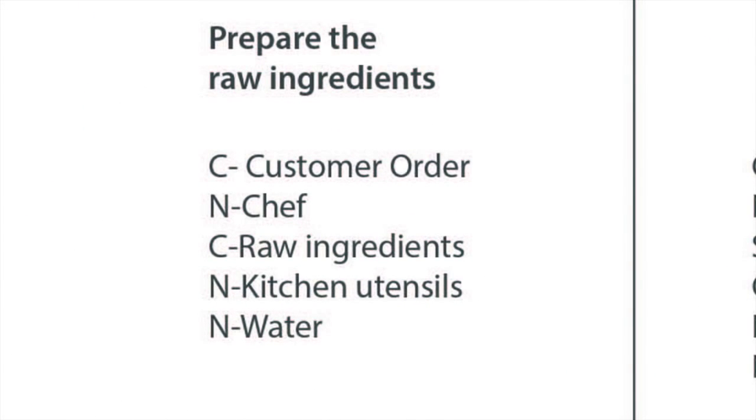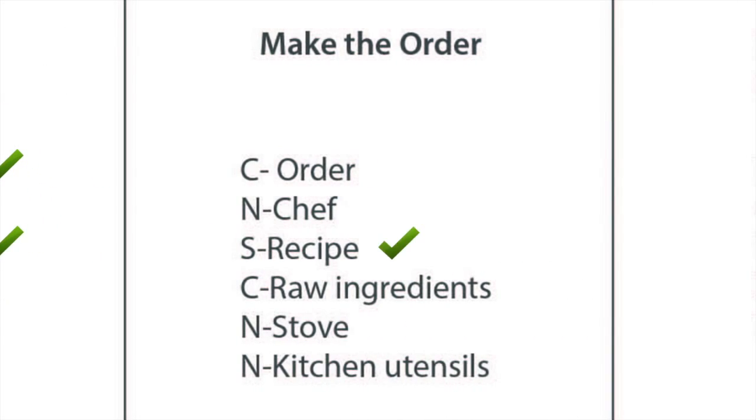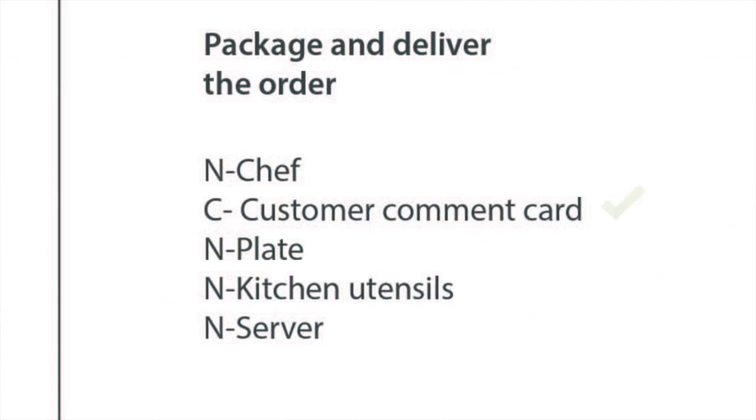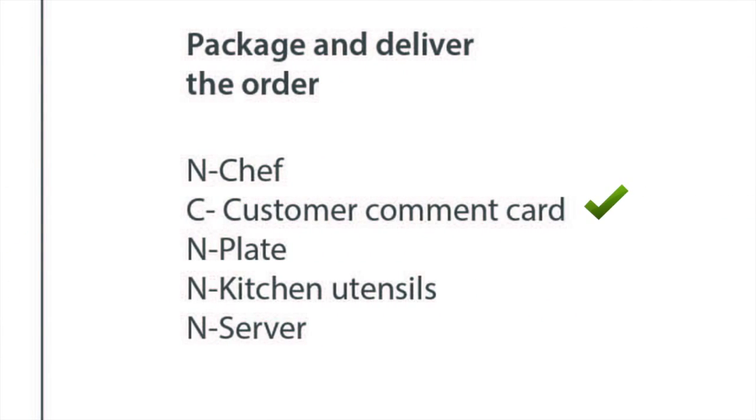For step 3, you list all the inputs required to create the output of each process step. Some of the key inputs from our example are chef, customer order and raw ingredients from the prepare process step. The recipe from the make process step is another input. There's also the customer comment card from the package and deliver process step.